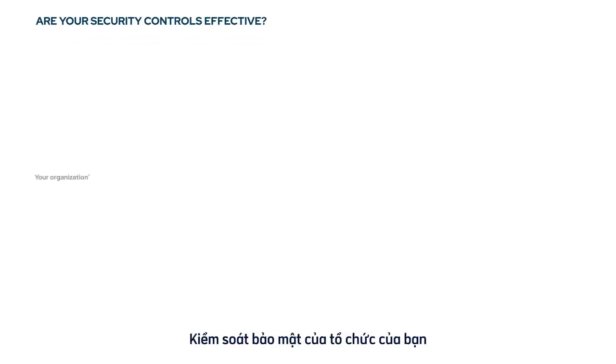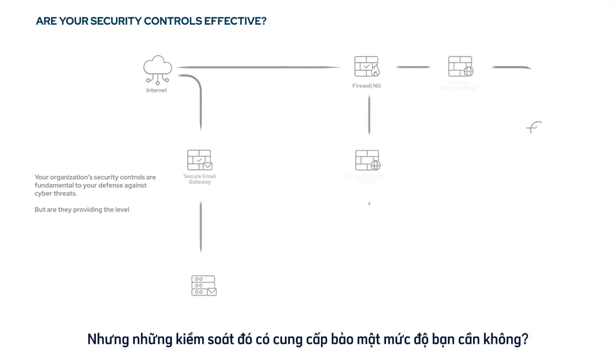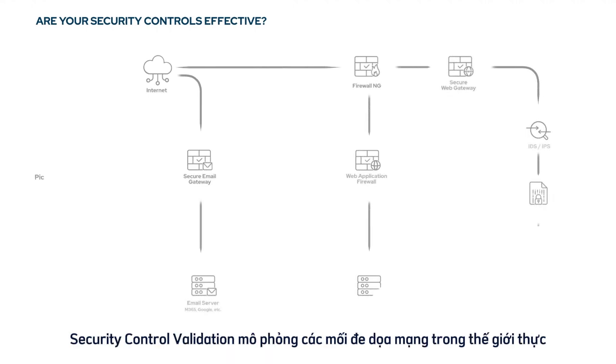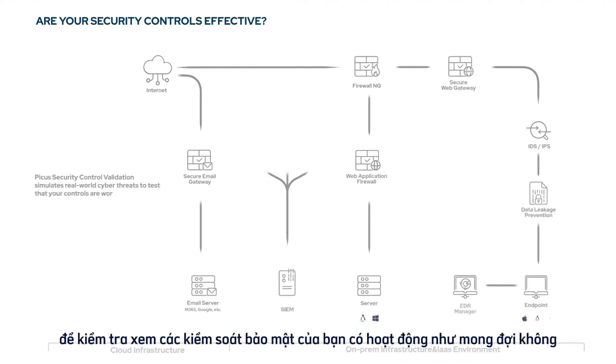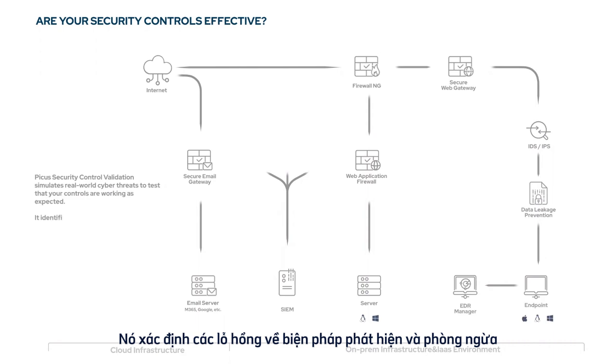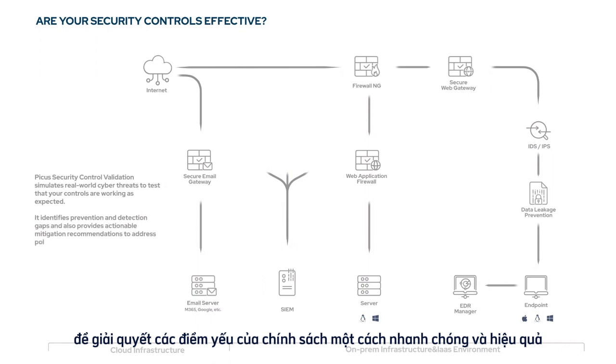Your organization's security controls are fundamental to your defense against cyber threats. But are they providing the level of protection you need? Picus Security Control Validation simulates real-world cyber threats, to test that your controls are working as expected. It identifies prevention and detection gaps and also provides actionable mitigation recommendations, to address policy weaknesses swiftly and effectively.